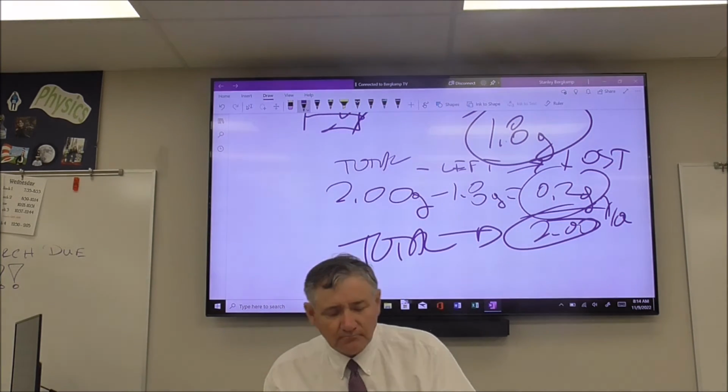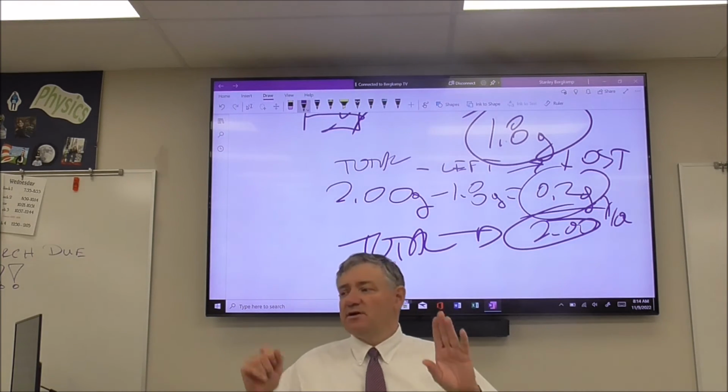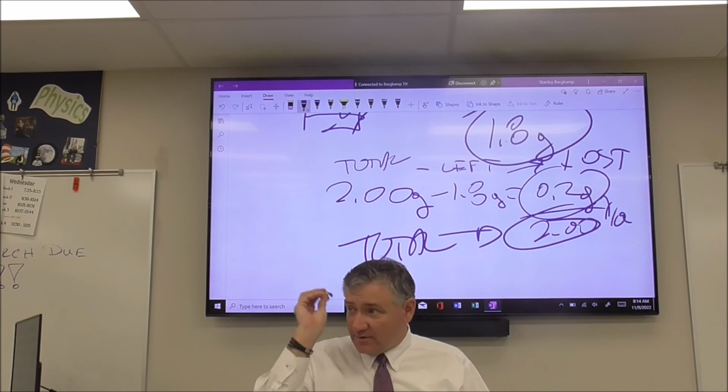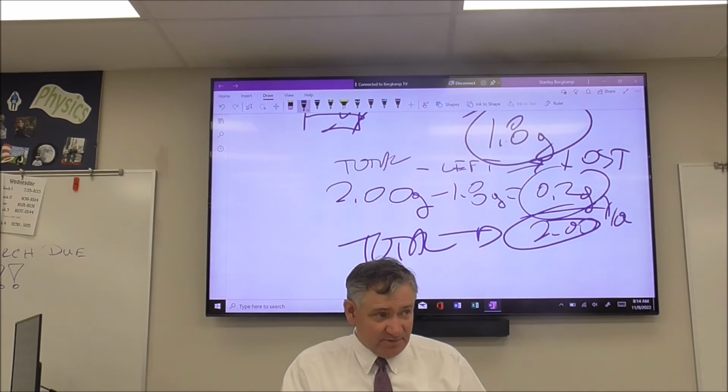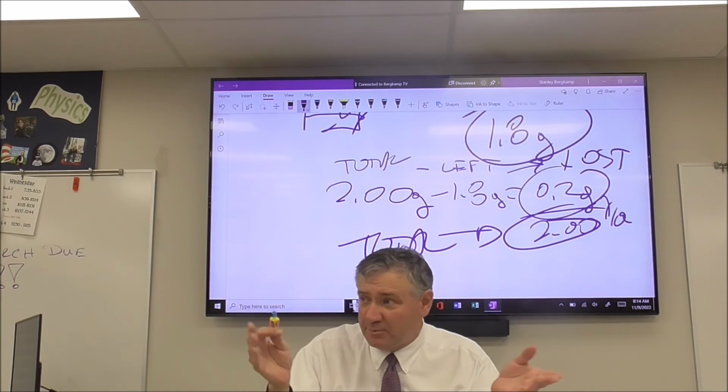So go in there, and before you get in there, take the gum out of the wrapper and find the mass of it. And I just need a couple of people in each group to do this.